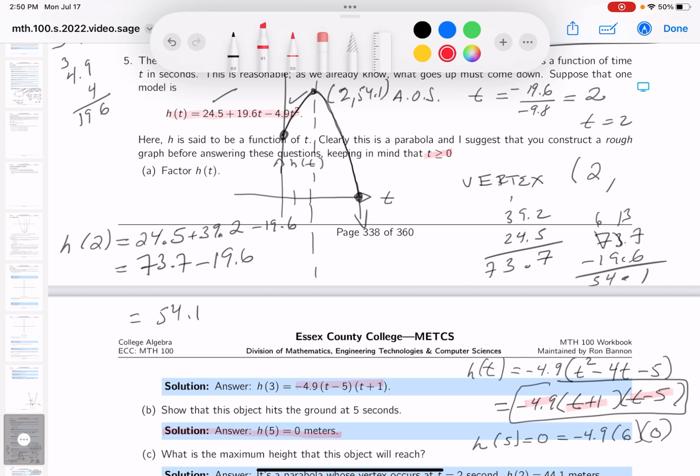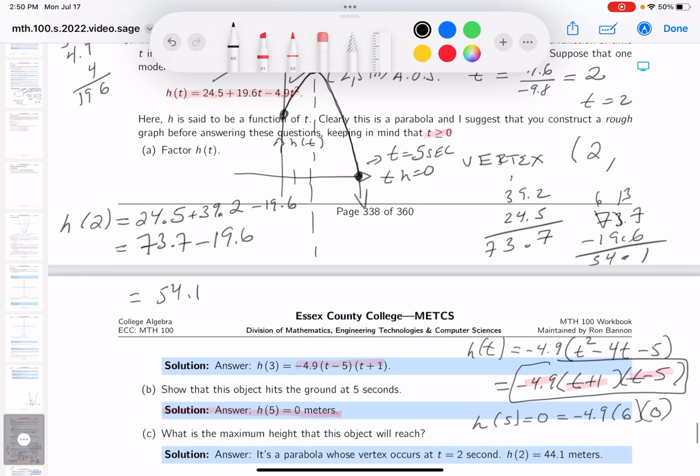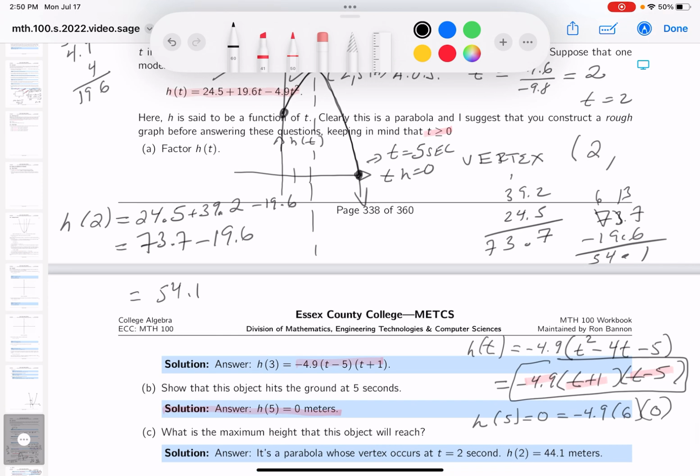I want to point out that this point over here is when t equals 5 seconds. H would equal 0. All right, let's keep going. What's the maximum height of the object?